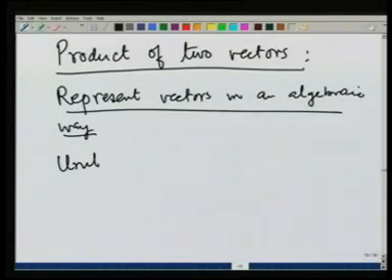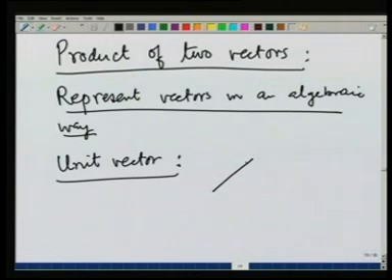Not only that, representing vectors in an algebraic way would make addition and subtraction of two vectors easy when we have many vectors. So, for that, first I introduce the concept of unit vector. A unit vector is a vector of magnitude 1. So, let us say unit vector n, and to show that it is a unit vector, we make a hat on top of the vector. This magnitude is going to be 1, and it could be any direction representing the vector in that particular direction.